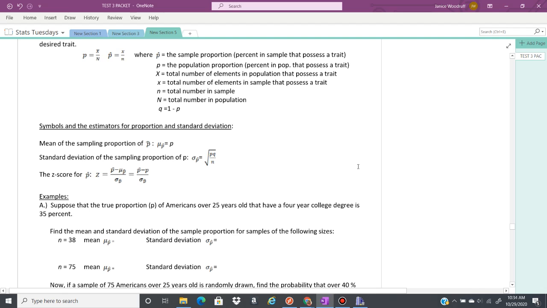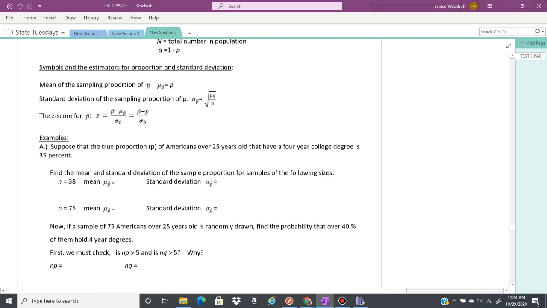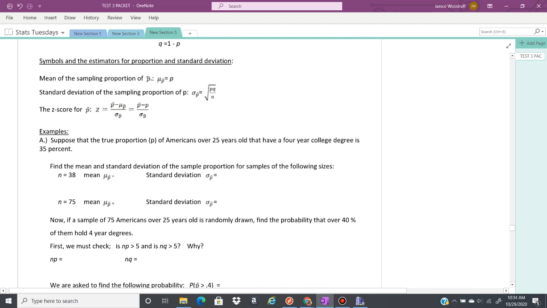All right, so the first formula here is the mean of a sample proportion. The mean of P hat is just going to be equal to P. All of the means we're looking at in chapters 6 and 7 are always the same. The mean of a population is equal to the mean of a sample, which is also equal to the mean of a proportion. So the mean will never change.